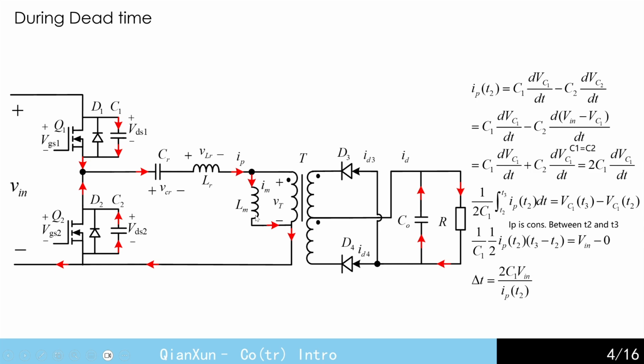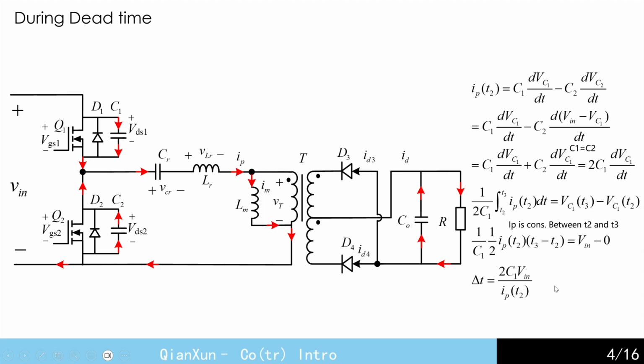Look at this circuit. The moment Q1 turns off is T2 and the dead time begins. The junction capacitances of the upper and lower switches are charged and discharged at a constant current by the magnetizing current. When C1 charges up to VIN and C2 discharges to 0, this moment is recorded as T3 and this mode ends. You can see the discharge time calculation in the lower right corner. The key is how to determine the value of C1. The formula derivation is not the focus of this video. You can watch the previous modal analysis video.